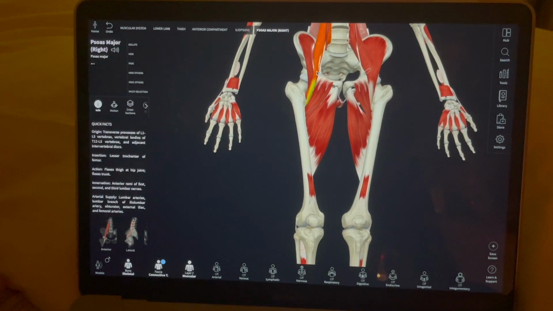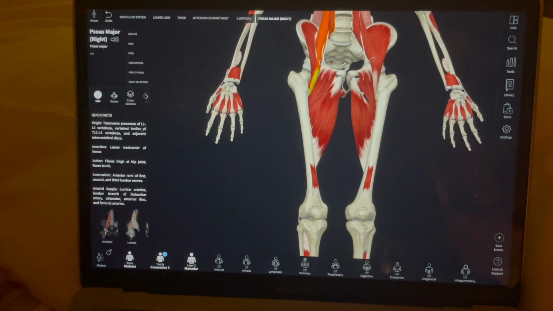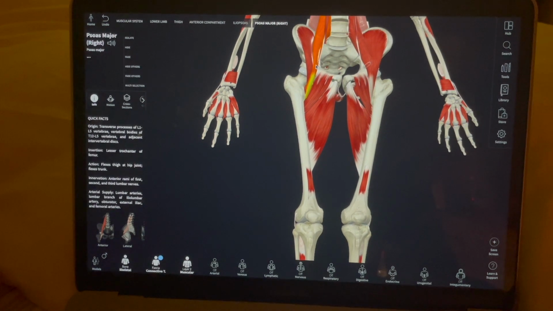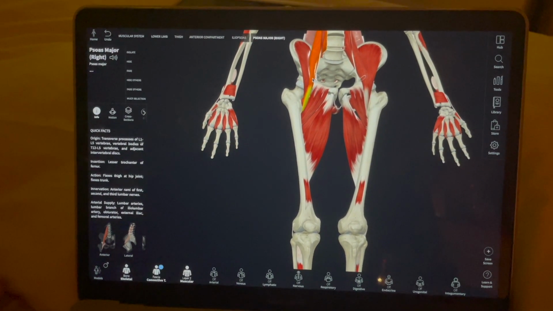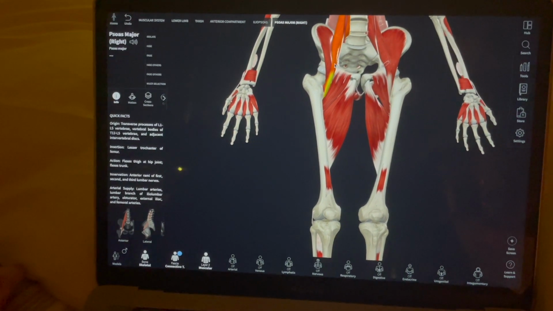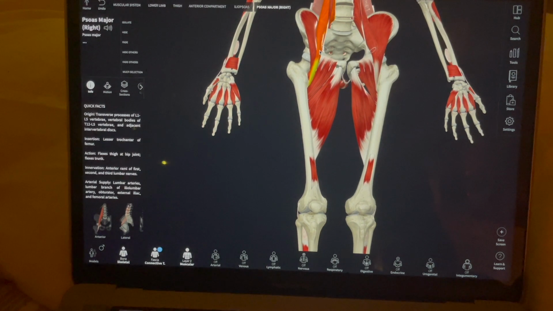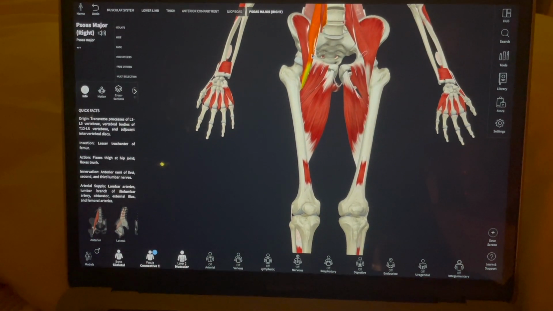Finally, we have the psoas major muscle. The origin is at the transverse processes of the L1 through L5 vertebrae, the vertebral bodies of the T12 through L5 vertebrae, and the adjacent intervertebral discs. The insertion is at the lesser trochanter of the femur, and the action is that it's going to flex the thigh at the hip joint, and it also flexes the trunk.